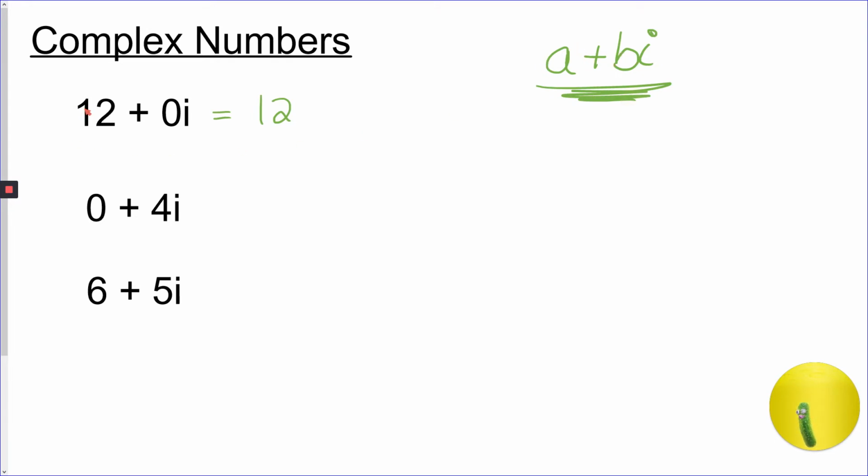So here's a, right? 12 is a, and b would be 0. So a plus bi, this is 12. And this is, we think of it as just an imaginary number, 4i, but we can write it as complex as 0 plus 4i. And this is your basic complex number with a real component and an imaginary component. All right.